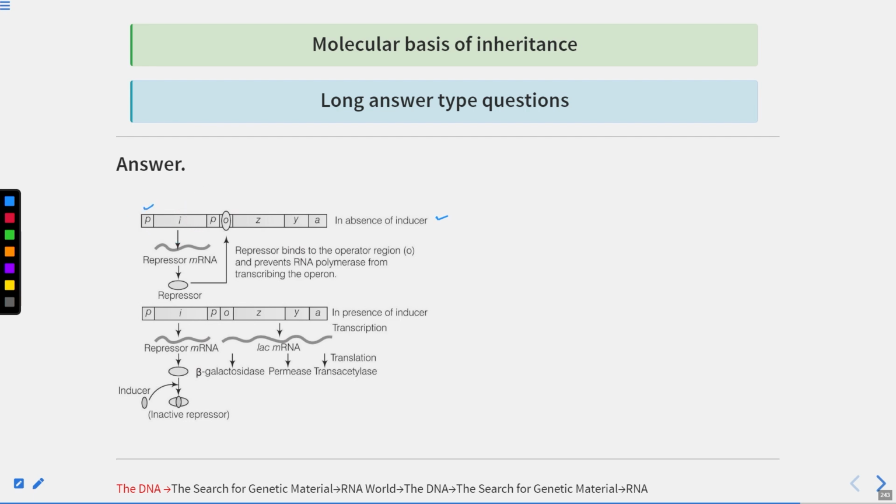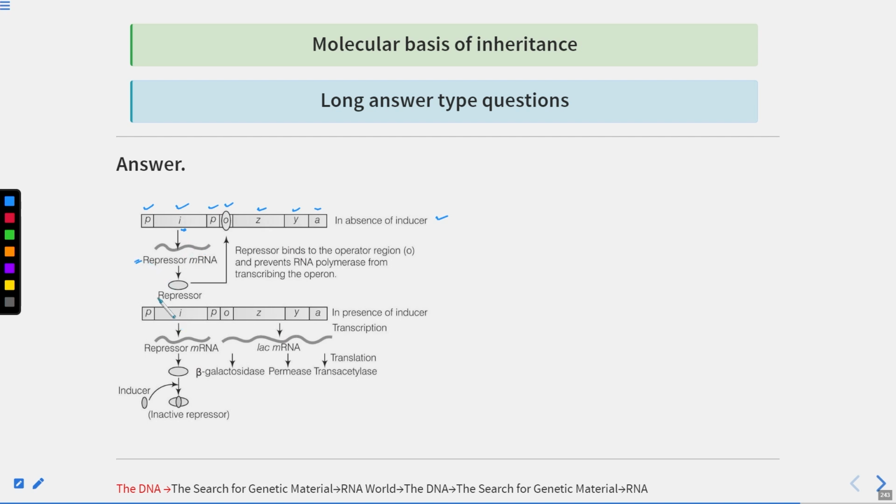This is a lac operon. It consists of a promoter. This is the regulatory gene I. This is again a promoter here. This is the operator. These are the structural genes Z, Y, and A. So what is happening here in the absence of the inducer? Inducer means lactose. In the absence of lactose, what is happening?